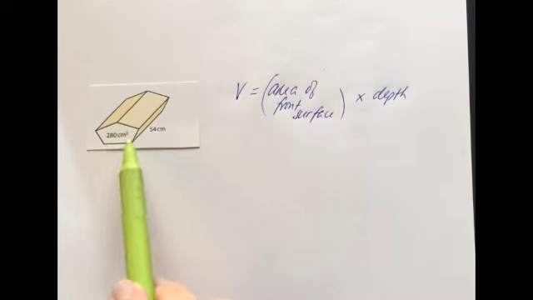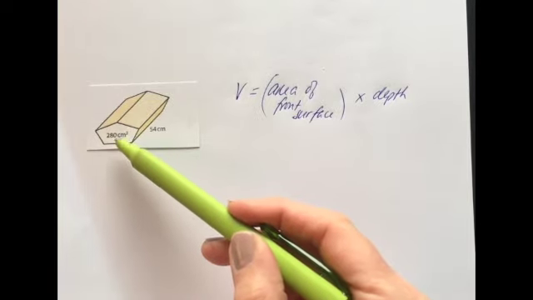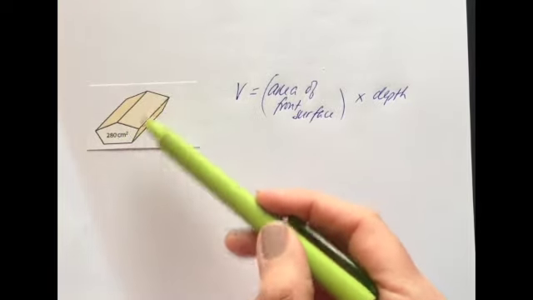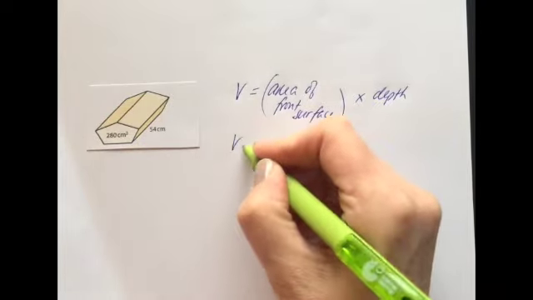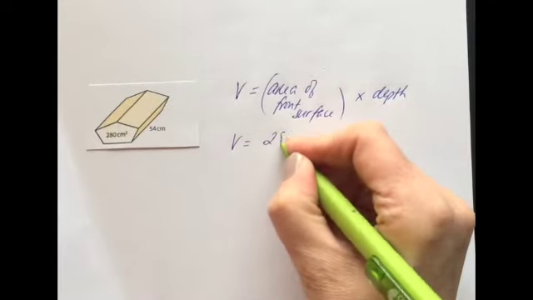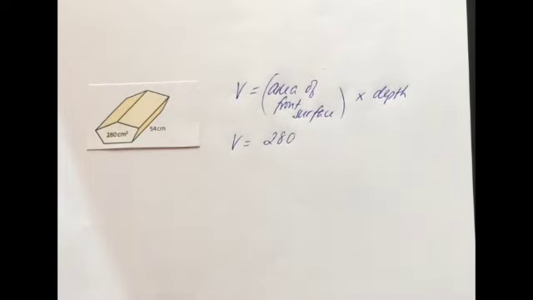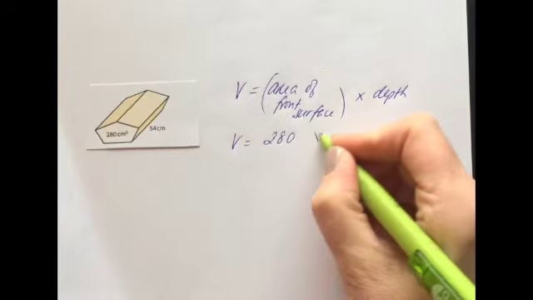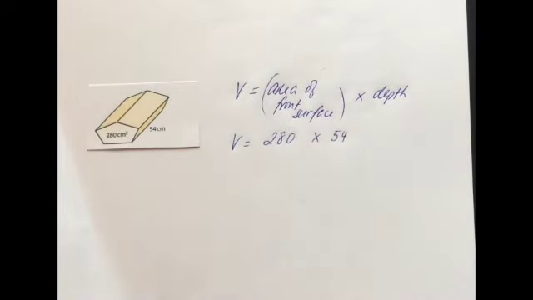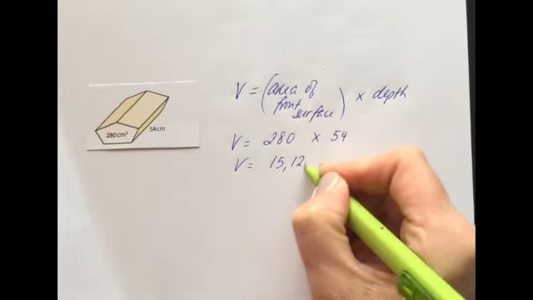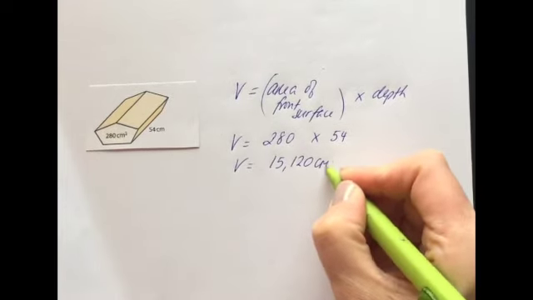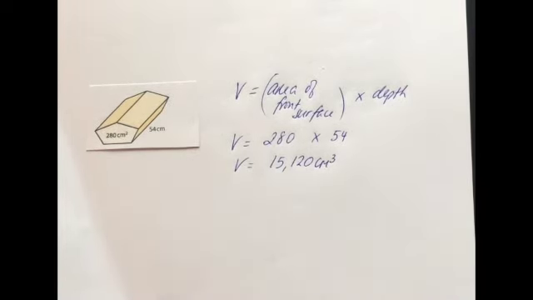We're looking at this flat surface shape here, and that flat surface shape is repeated all along this length of 52 centimeters. So V equals the area of the front surface. I don't need to do any working out on that. I have it already, which is 280, and then times by the depth, which in this case is 54, and the answer works out to be 15,120, and of course it is a 3D shape, so centimeters cubed.